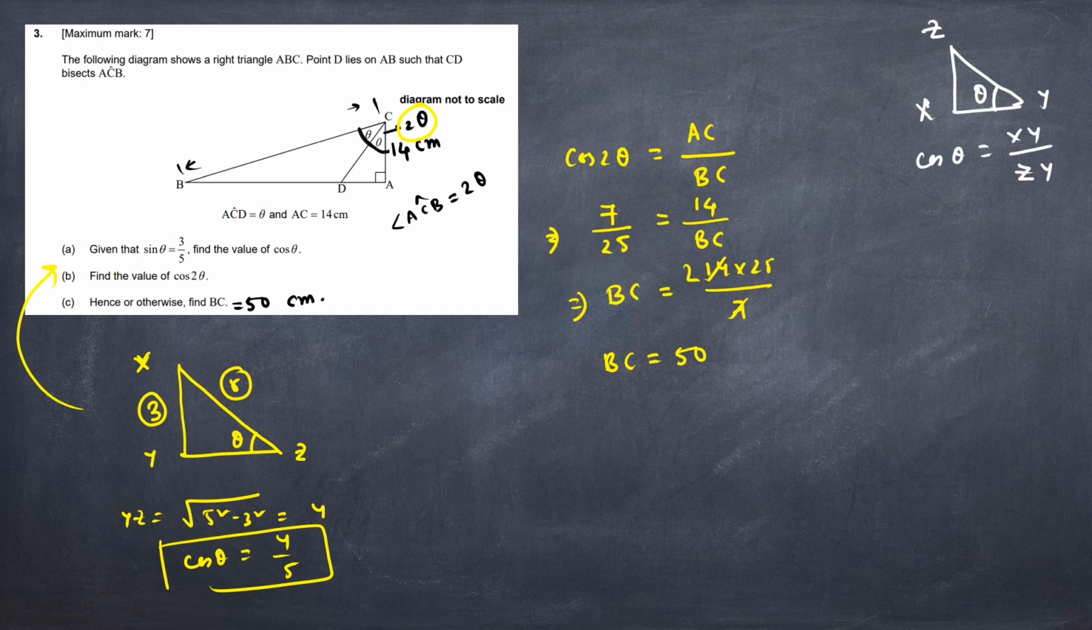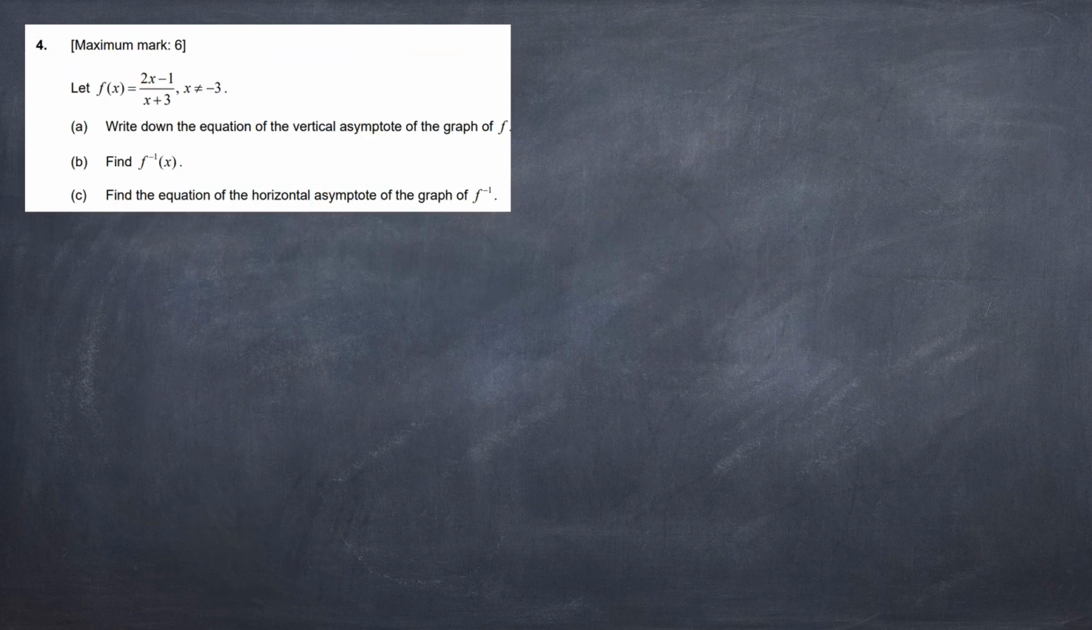So that was the thing that I need to mention. Now we will move towards the fourth problem or fourth question. So here one function is given. This is one rational function, and write down the equation of the vertical asymptote of the graph of f. So this is a very simple question.